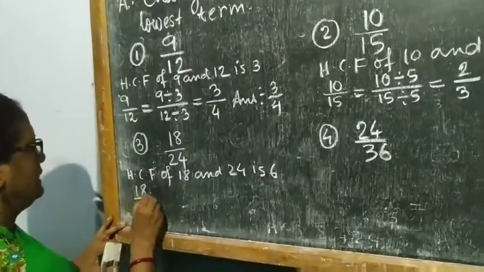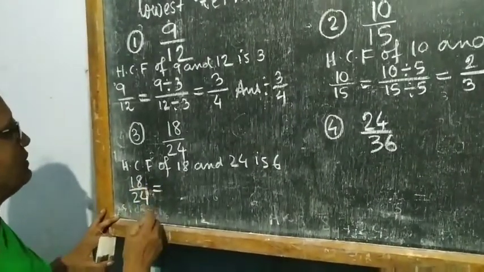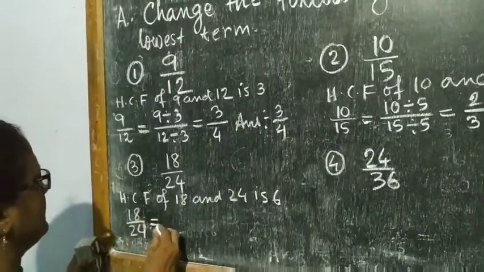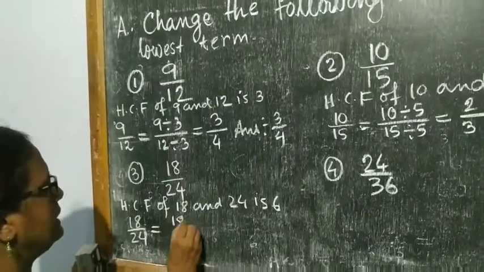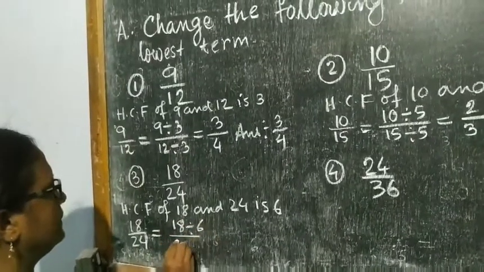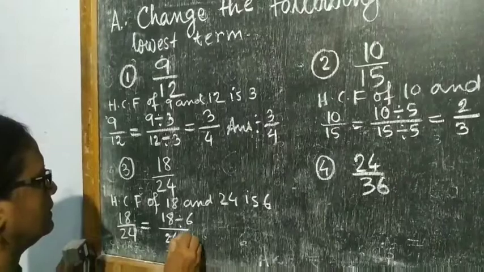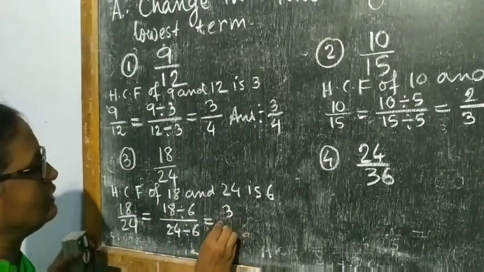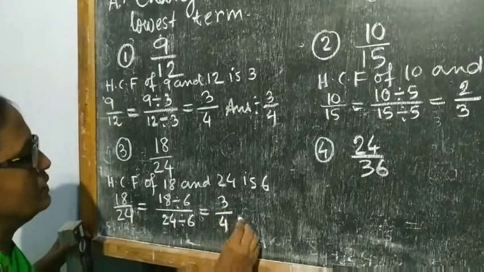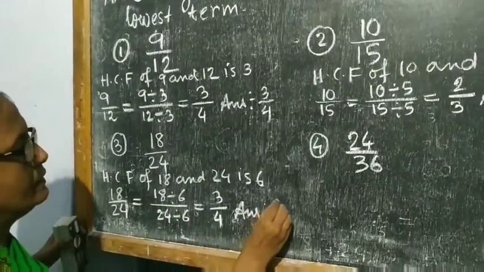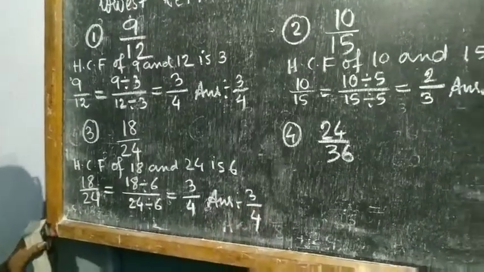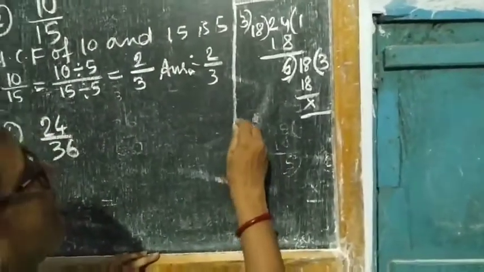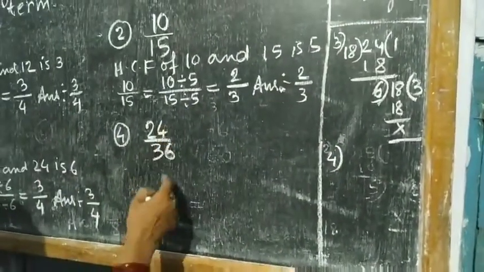So 18 by 24 equal to, now you divide the numerator and the denominator of the fraction 18 by 24 by 6. So 18 divided by 6, 3, and 24 divided by 6, 4. So answer 3 by 4. Next, sum number 4. Again you have to find out the HCF of 24 and 36.